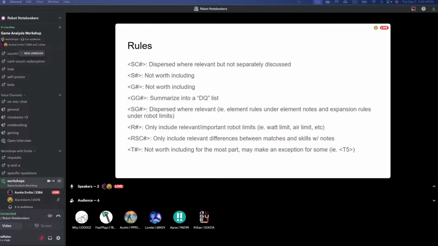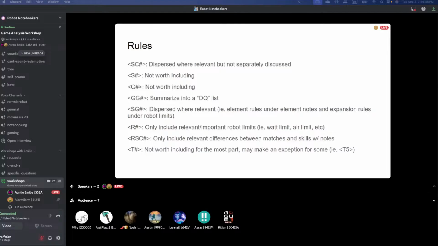I would just summarize them into like a DQ list because that's really where the majority of the DQs are going to happen, especially for pushback. It's just like, don't do this stuff, guys. This is just things that your robots aren't supposed to do. So I would just summarize those. You don't need to go into any kind of elaborate detail. You don't need to include all of them, etc.